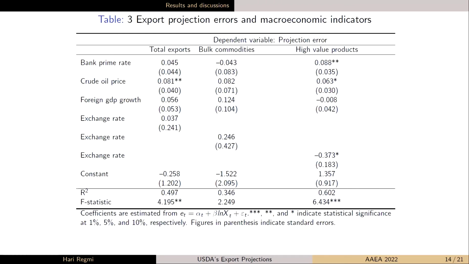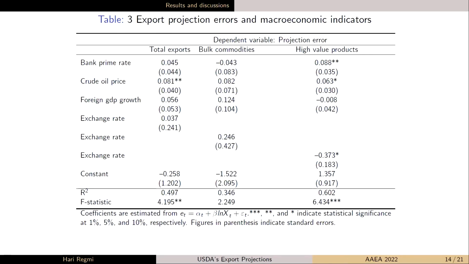And then I try to see whether there are any economic factors that explain the bias of these USDA export projections. Then I regress the export projection error on selected macroeconomic indicators based on literature, and I found that except the foreign GDP growth rate, all other macroeconomic indicators influence high value products projections, whereas I do not find any statistically significant relationship with bulk commodities. That means, for the total exports, I only found the total export projection error increases with increasing crude oil price.